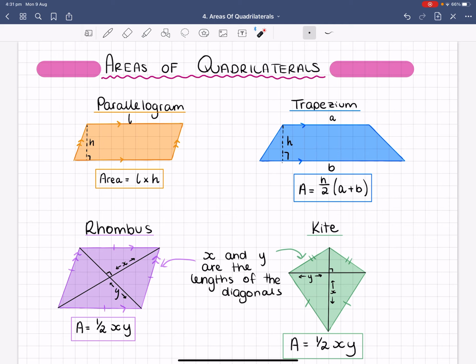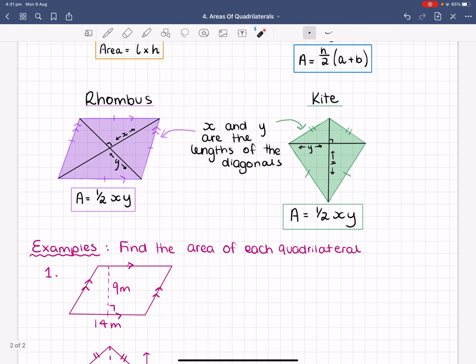A rhombus, again, notice how with a rhombus the sides are all equal and the opposite sides are parallel. Same with the parallelogram, their opposite sides are parallel, but also not equal. So for a rhombus and a kite, the area is a half times x times y, where x and y are the lengths of the diagonals.